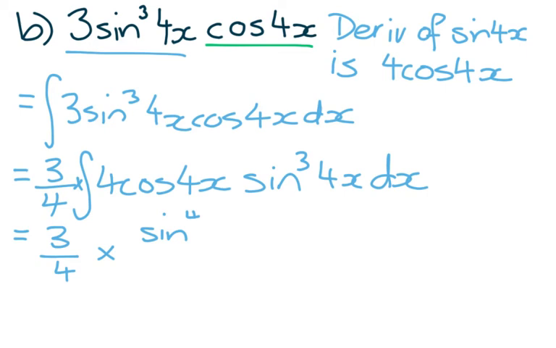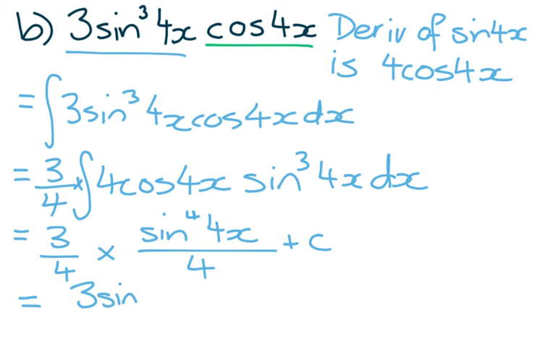So we've got sine to the power of 4x over the new power, which is 4, plus c. And then we can just multiply. So we end up with 3 sine to the power of 4x over 16 plus c. Again, it's just treated like normal multiplication of fractions. You multiply the numerators, and then you multiply the denominators. And that's example 2 done.